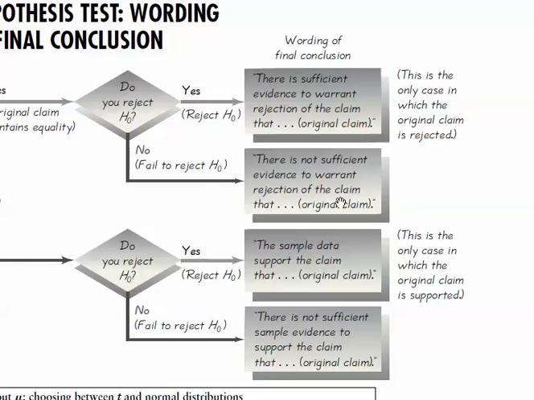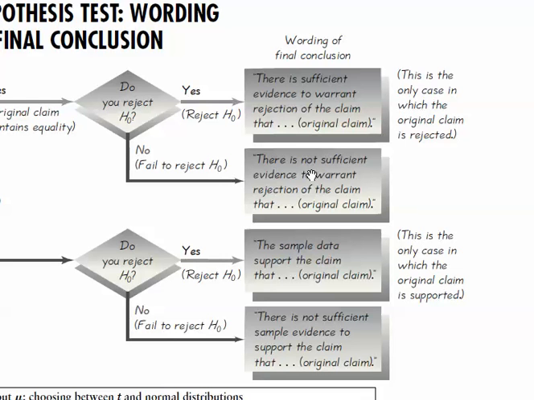It says, this, meaning this top one, is the only case in which the original claim is rejected, and this, the third one down, is the only case in which the original claim is supported. So are we actually supporting the claim? No. If we would have followed through the flow right here, we would be supporting the claim. But what we're actually doing is we're just saying that there's not evidence to reject the claim.